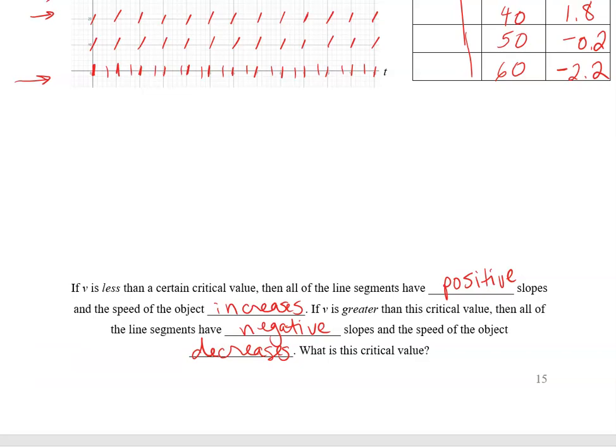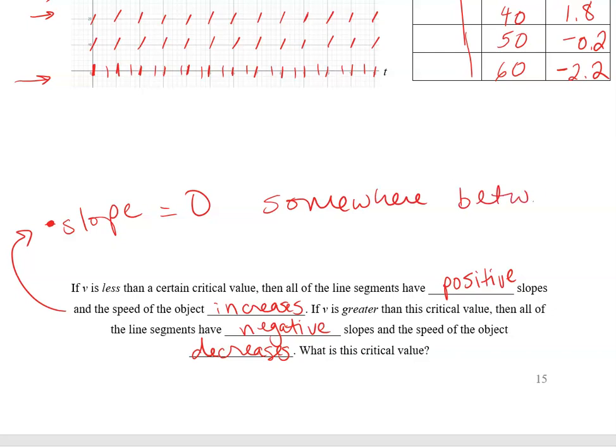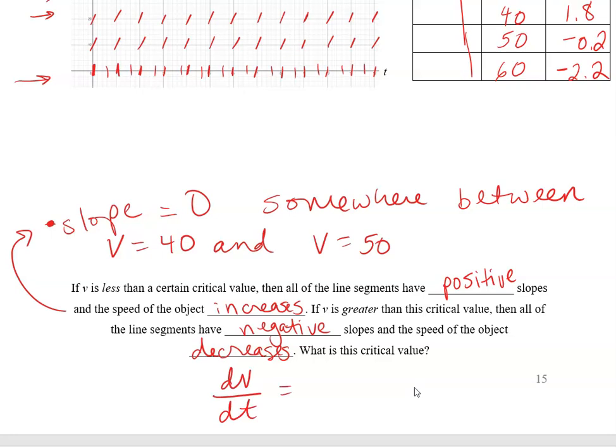Okay, so let's just talk about how to figure that out. That would be where the slope equals 0. That's a bullet point there. And so that would be somewhere between v equals 40 and v equals 50. So algebraically, let's just go ahead and work that out. That would be where dv/dt equals 0. So I'm going to set that 9.8 minus v over 5 equal to 0.